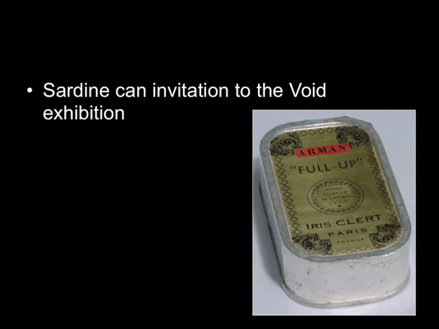Oh, by the way, and this is also, I mean, taking a page from the Marcel Duchamp playbook, Iris Clert had cans of sardines that had the information about the opening of the Void exhibition. She had those made up and sent out to people. So a little bit of Dada, you know, randomness there. And of course, a can full of sardines that's packed tightly together is the complete opposite of that empty box that you see in the gallery. So there's a little bit of play going on here.